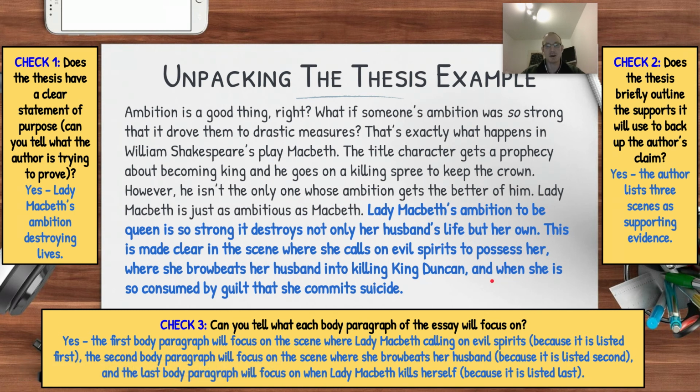I know the second body paragraph will focus on the scene where she browbeats her husband because it's the second thing listed. And I know that the final body paragraph will focus on the scene where she kills herself because it's the last thing listed. The most important takeaway for that third check is that whatever order you put your evidence in here, that's what your reader is going to anticipate as the flow and order of your body paragraphs. So you always want to make sure that that matches what your actual body paragraphs focus on.